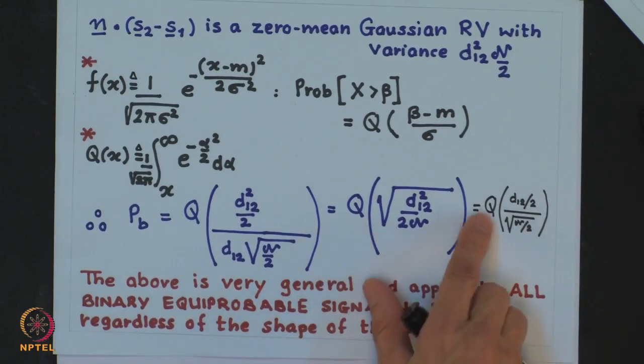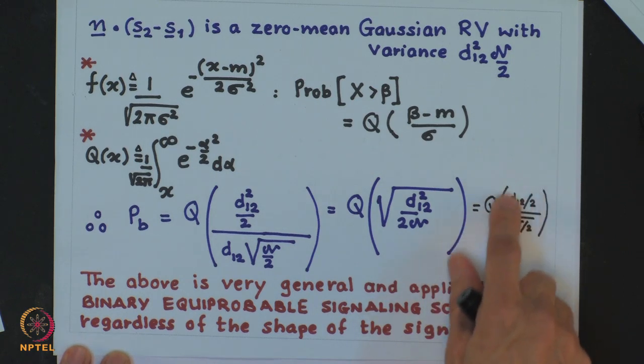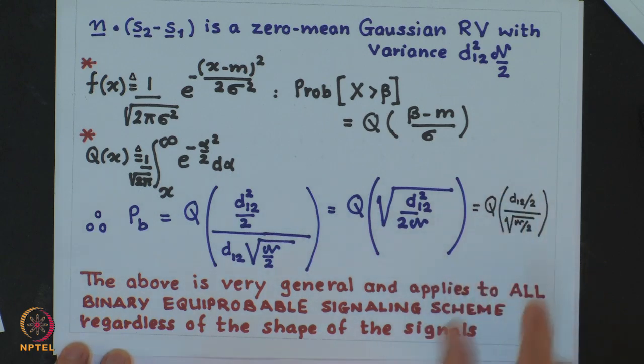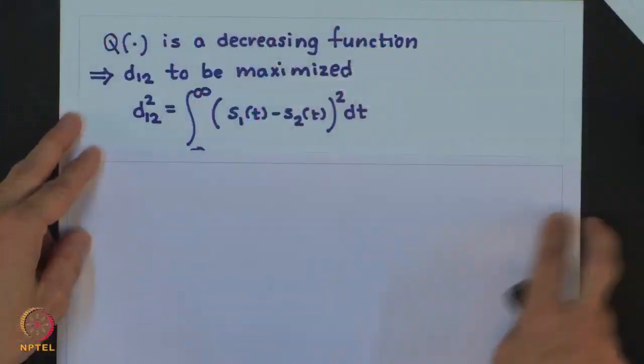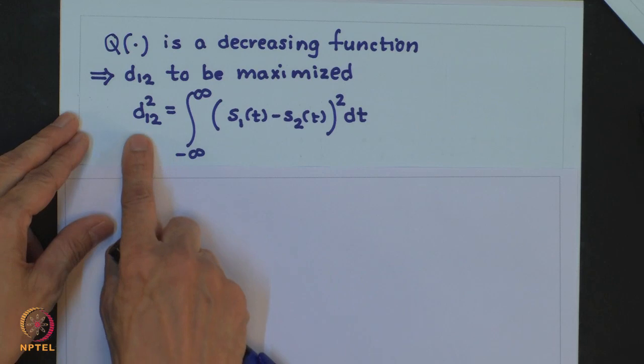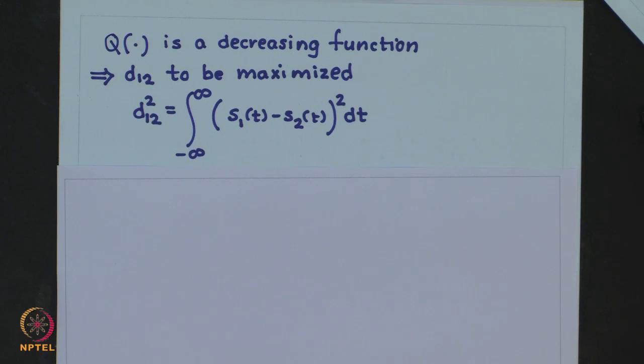Now remember that the Q function is a decreasing function. So what is required to minimize the probability of error is to maximize the distance between the two signal points. And quickly, there is another way to calculate this distance D12. Sometimes this is useful, specifically when you have very generic types of signals S1(t) and S2(t), and we can do it directly in the time domain, and we can use this expression for calculating D12 squared. This is a very generic way for calculation of probability of error.